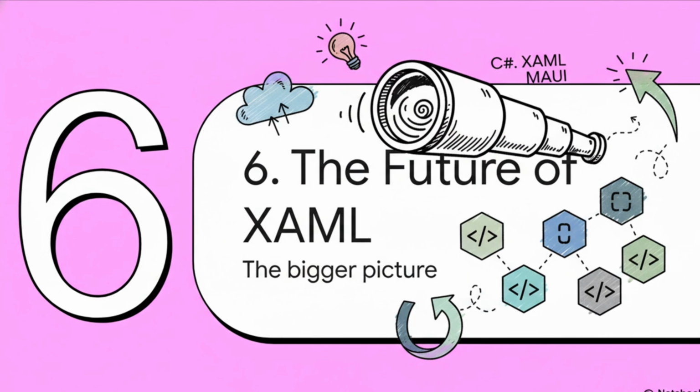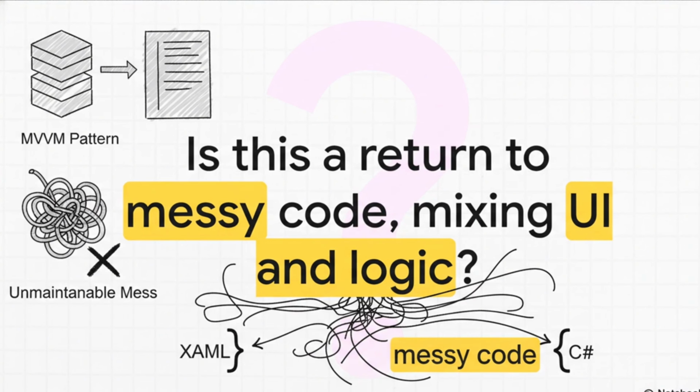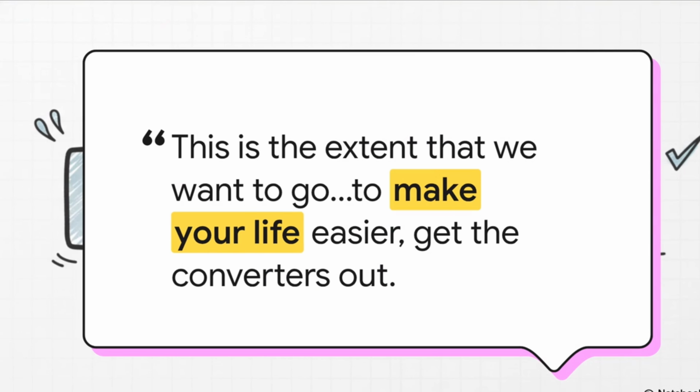Okay, so finally, let's zoom out and think about the big picture. What does this change really signal about the future of XAML and the philosophy of the whole .NET MAUI team? You know, there's a really important question that immediately comes to mind for anyone who follows patterns like MVVM. By putting C# directly in our XAML, are we just sliding backwards into the old days of messy code behind, mixing our UI and our logic, and creating something that's impossible to maintain? And the answer from the dev team is a very clear no.